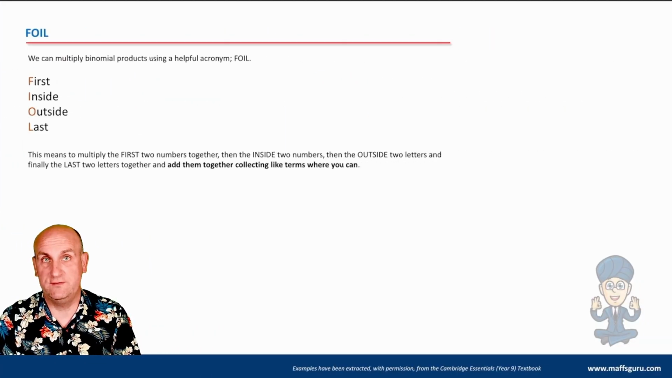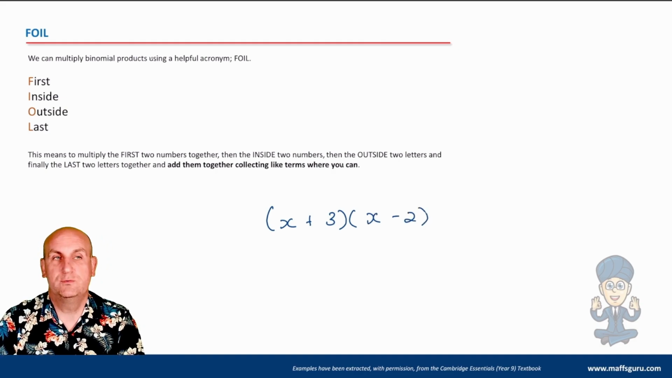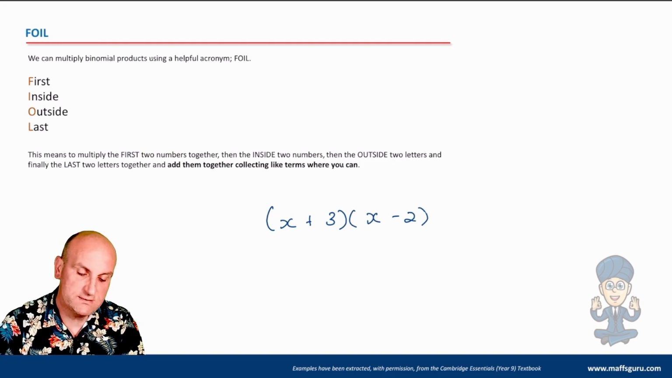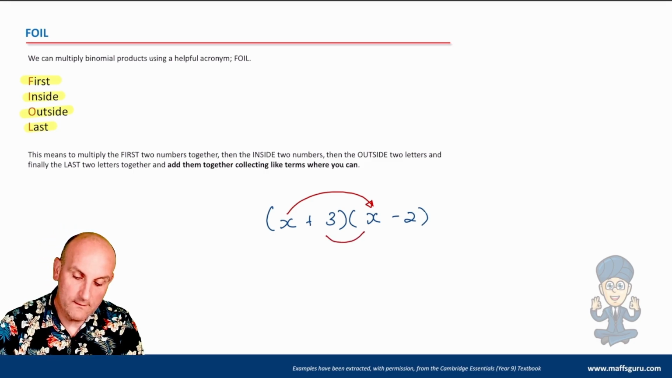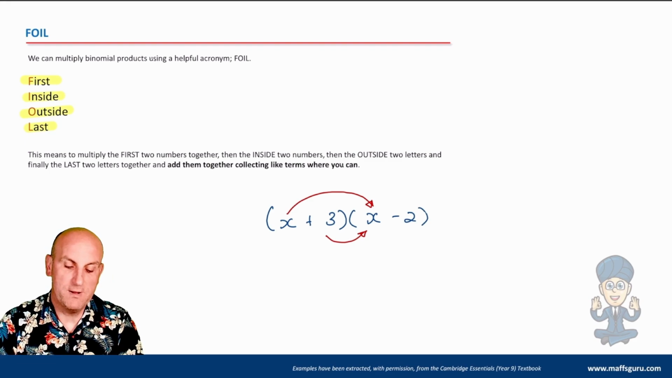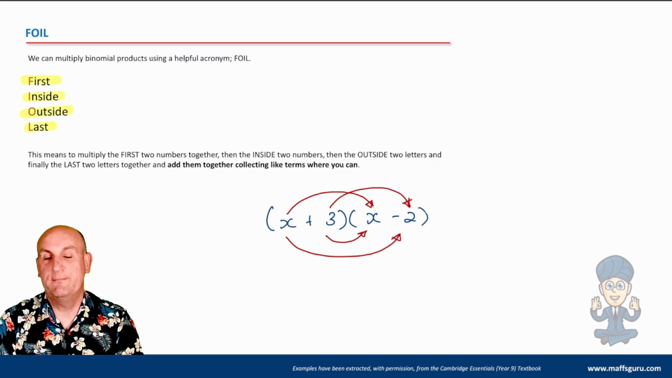Now, there is another way of doing this, and I will show you because this is the way I was taught it at school. So we had x plus 3, for example, and x minus 2. What I was taught at school was FOIL, which stands for first, inside, outside, last. It says multiply the first in each bracket together, multiply the inside together, multiply the outside together, and multiply the last together. So basically, it's saying multiply everything by everything.